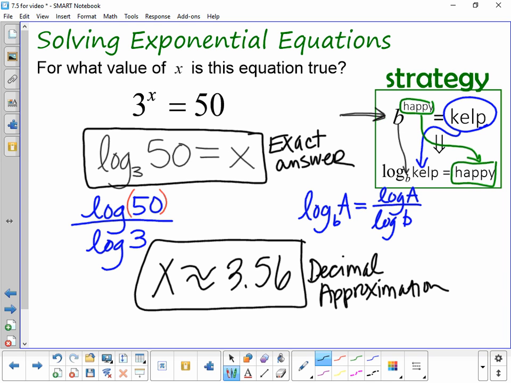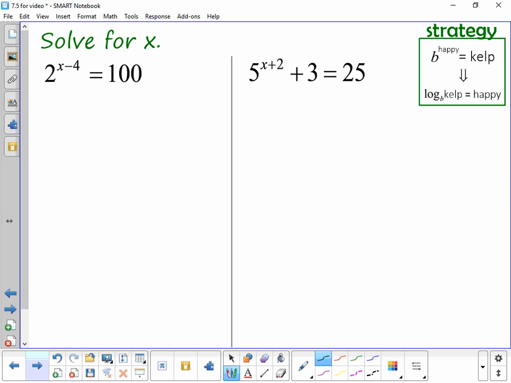There are questions on your test that would ask you to get a decimal approximation. So if you have questions about when you're supposed to do which, you can ask me. For the questions that we're working on today, we're going to go ahead and get the decimal answers. But there are times when it would be okay to leave it in that exact logarithmic form. Okay, so we're going to use that same strategy to solve exponential equations.